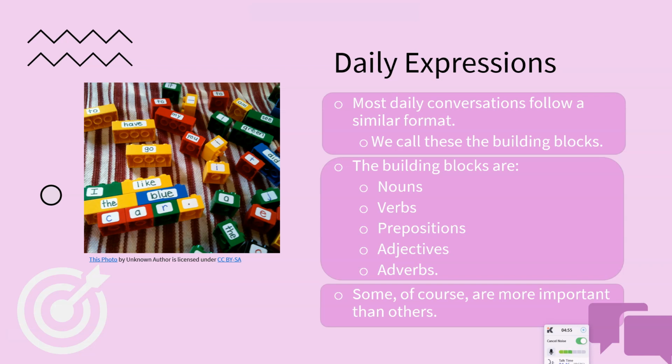These building blocks are the nouns, the verbs, the prepositions, the adjectives, the adverbs. And of course, some of these are going to be more important than others. For example, you might not use an adverb in a sentence and it still be a correct sentence, versus if you skip a verb, it might be a little weird. Someone might still understand you, but it might be a little weird. So that's why some of these are going to be more important than others, but it's good to know a bit of all of them because they are really building blocks.